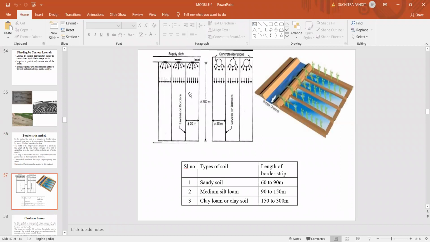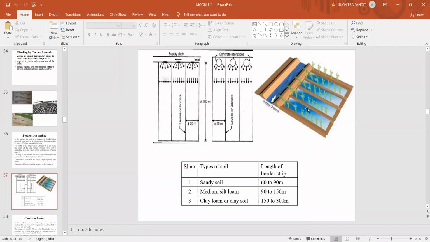Here the entire land is divided into a number of equal longitudinal strips, the width of which may vary between 10 to 20 meters, and the length may vary between 50 to 300 meters. These strips are nothing but separated by earthen bunds or levees. Here you have a supply ditch, and water is admitted at a higher elevation. As the water flows, this rectangular plot has a gentle slope, and once the tail end of the plot gets sufficient depth of water, the water is turned off or cut off at this point.